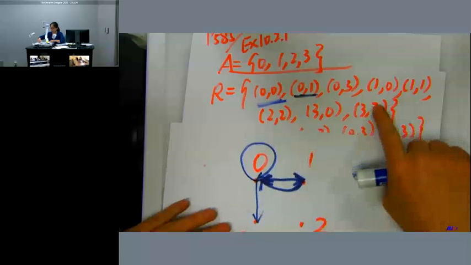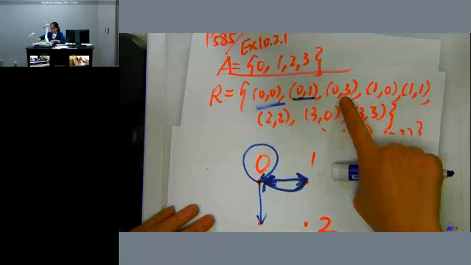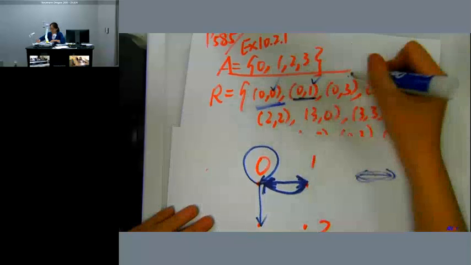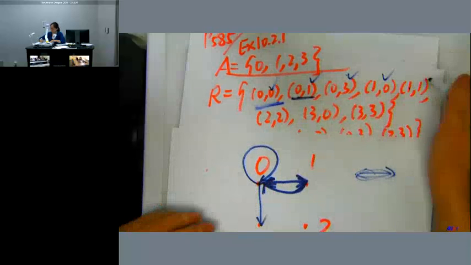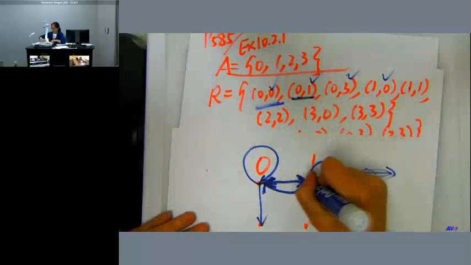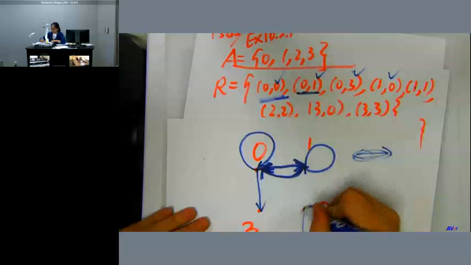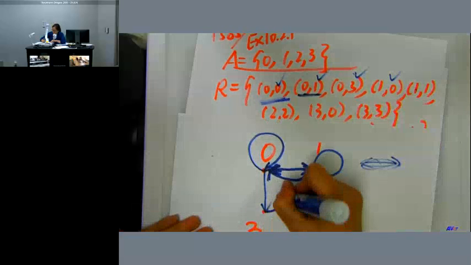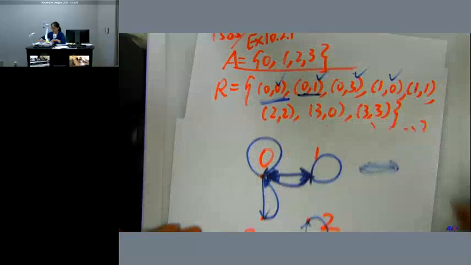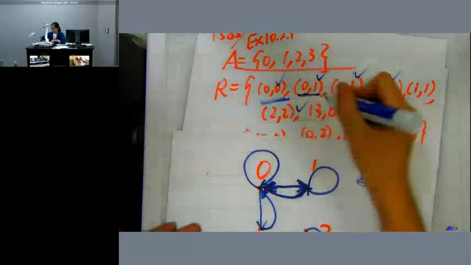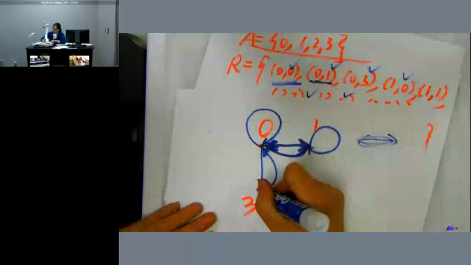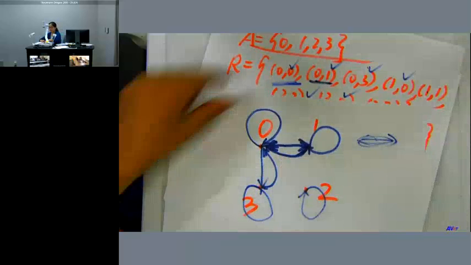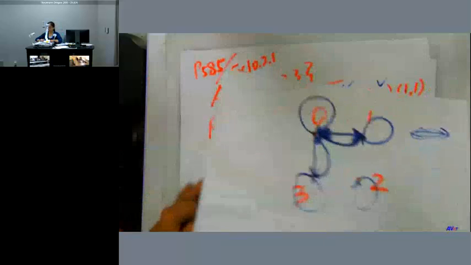Now the next one will be 1 to 1, so you do that. 2 to 2, do that. 3 to 0, 3 to 0. So we can follow the textbook, draw another line segment and go back. And 3 to 3, go back to 3. This will be the directed graph to describe this relation.